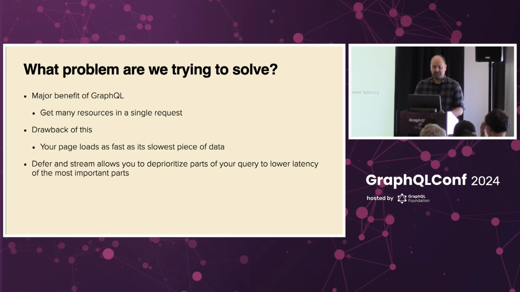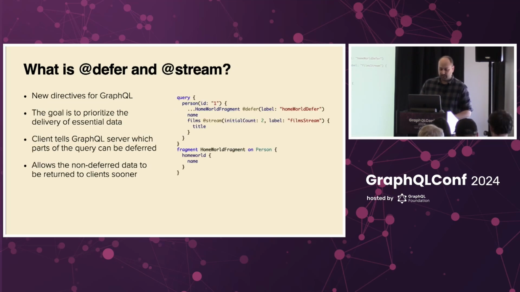And so defer and stream are meant to address this. It lets you deprioritize some parts that may be less important in order to lower latency of the most important parts of your query. Defer and stream are directives for GraphQL, and you can use them to tell the server which data can be incrementally delivered. So that means that all of the data that's not incrementally delivered can be returned and rendered sooner by your client. We use defer to incrementally deliver data inside GraphQL fragments, and stream is used to incrementally deliver items from a list field.